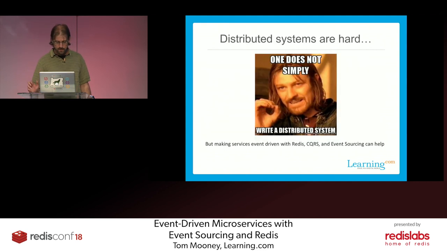So distributed systems are hard. But by making them event-driven and using patterns like event sourcing and CQRS, we can hopefully take care of some of the challenges of communication between services.